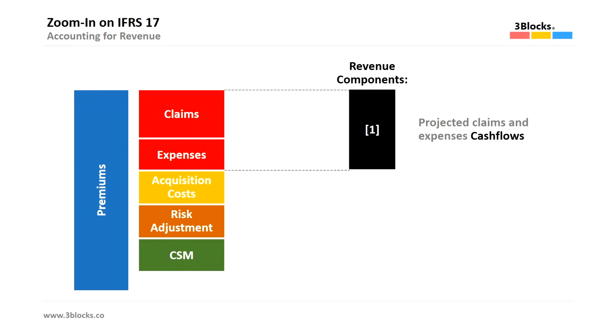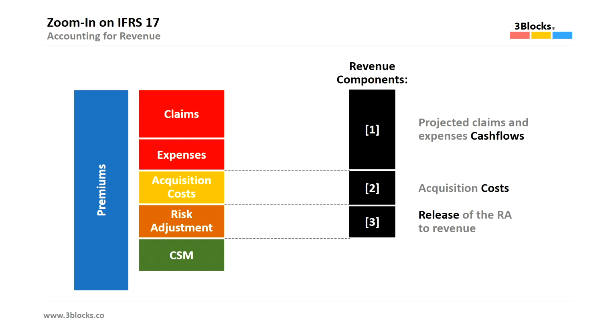As I said earlier, revenue is a reduction in the liability for the future coverage because of services provided in the period. This reduction is driven by four components. Let's look at them one by one. First, claims and expenses expected to be paid in the period. Second, acquisition costs recognized in the period. Third, release of the risk adjustment. And fourth, release of, you know what, I mean the release of the CSM.